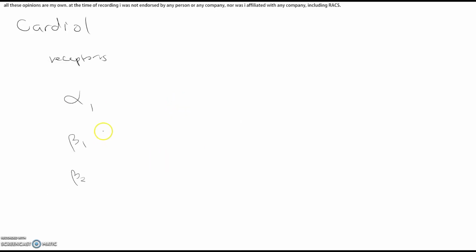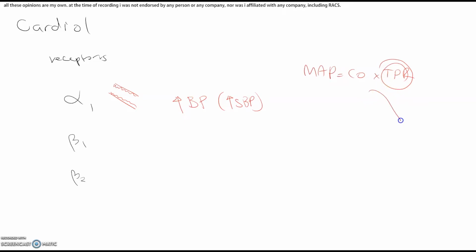When alpha-1 receptors are activated, they cause a lot of blood vessel constriction. And the effect that this has is that it elevates our blood pressure, and primarily does so by elevating our systolic blood pressure. And if we think back to our MAP equation, so MAP equals cardiac output times total peripheral resistance, what we're actually doing is increasing the total peripheral resistance by increasing the vasoconstriction of the vessels, therefore making it harder for blood to flow through vessels. And that's why we get an increase in our systolic blood pressure.